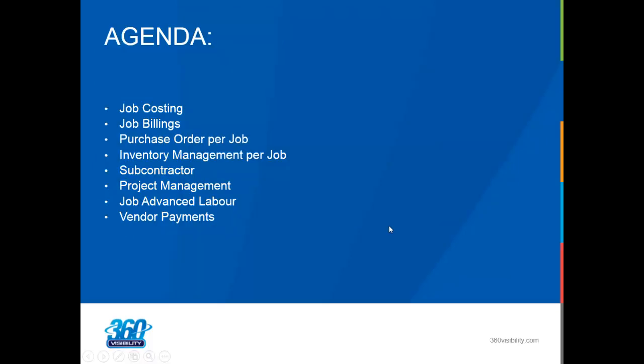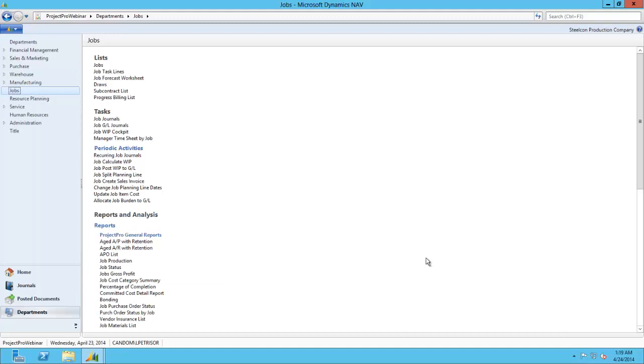In today's session, I will be offering a short overview of the following: job costing, job billings, purchase orders by job, inventory management by job, subcontractor, project management, job advance labor, and vendor payments. We will begin our session with showcasing some of the features of the actual job card.